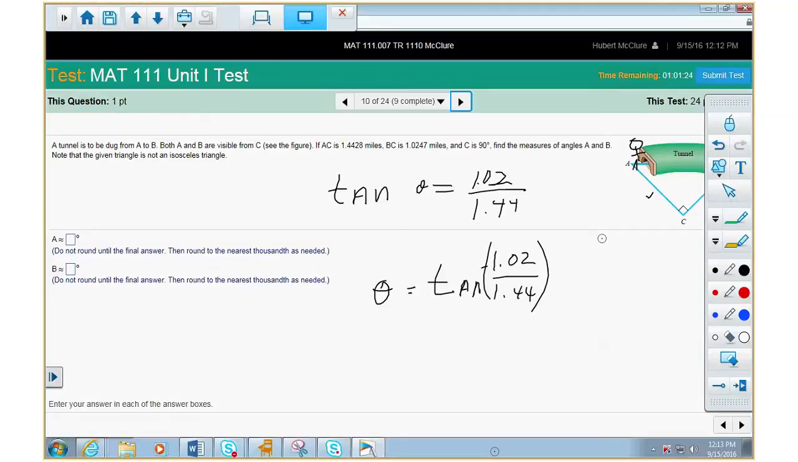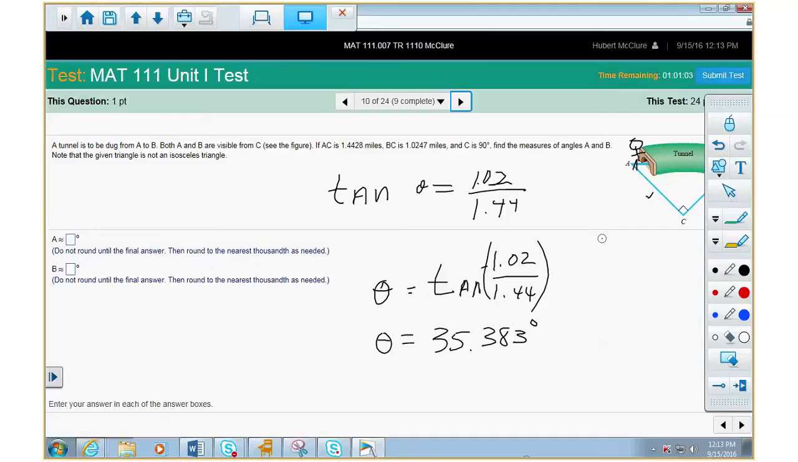And somebody tell me what you get. Theta is equal to what? Does it say round? Do not round. Okay, what is it? I'm sorry, one more point. 35.382.